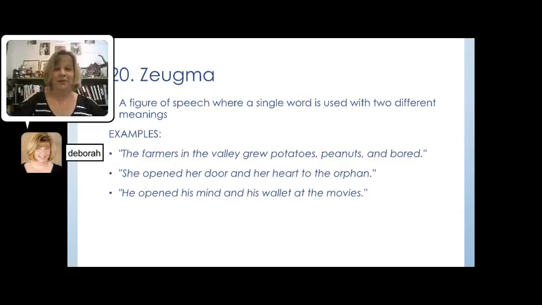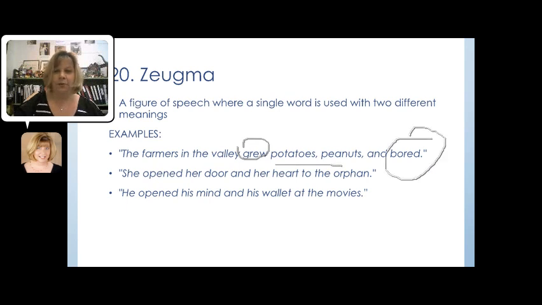And finally, we come to zeugma, another one that's really fun to say. That's a figure of speech where a single word is used in the sentence in two different meanings, and it creates this little interesting pop or twist in your sentence. So, for example, the farmers in the valley grew potatoes, peanuts, and boards. Like, we have this set up with grew, meaning something that you would expect to grow out of the ground, like crops, potatoes and peanuts, but they also grew boards. So you're using the same verb grew in two particular different meanings.